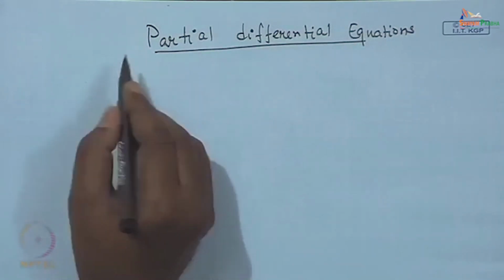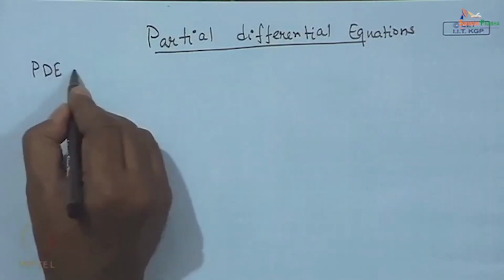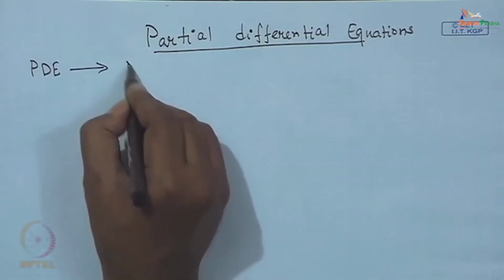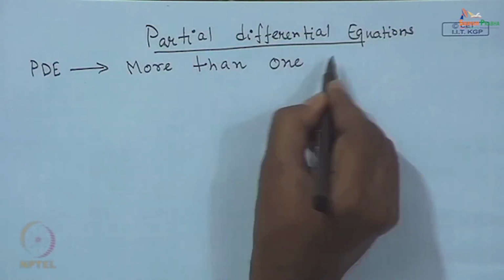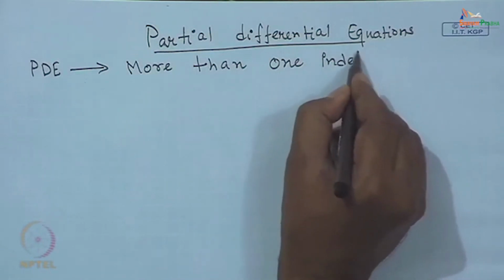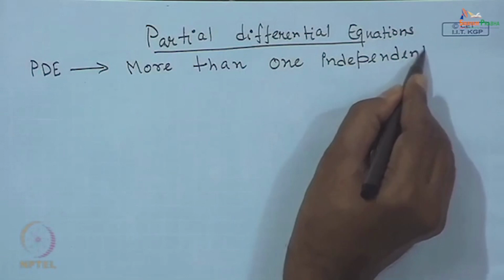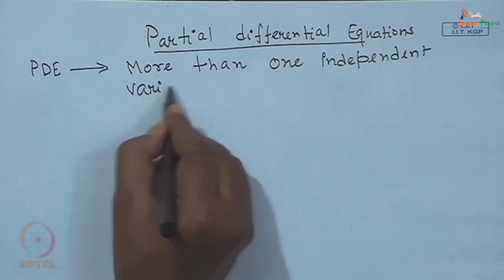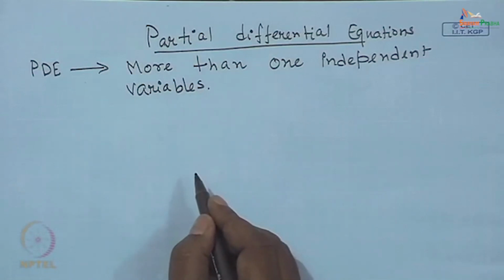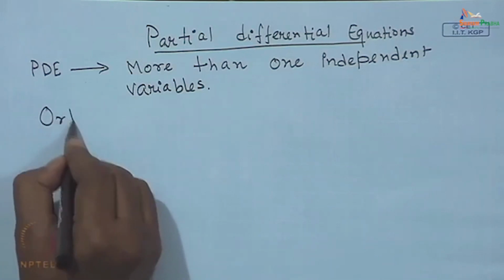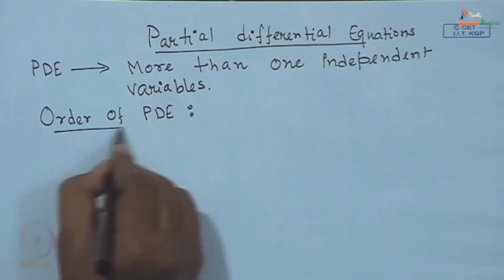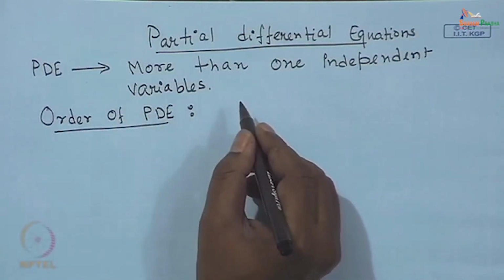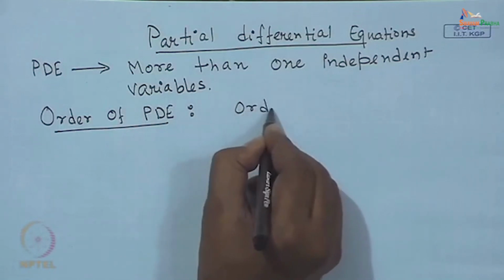Okay. Partial differential equations are basically equations which have more than one independent variable. If your system or equation has more than one independent variable, then it is called a partial differential equation. Next, we talk about the order of a PDE. Order is the highest derivative appearing in the equation.